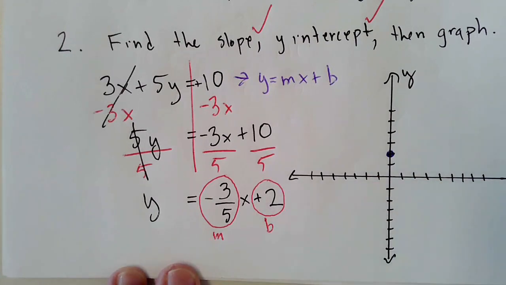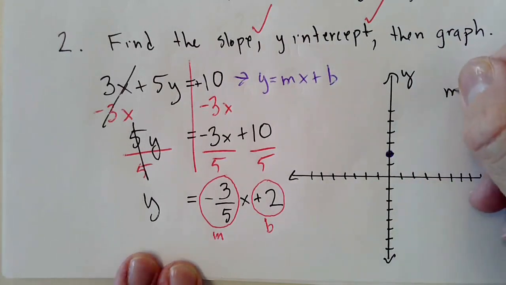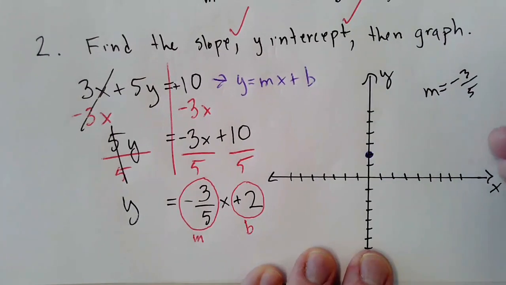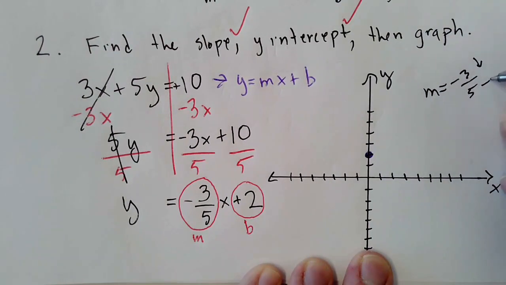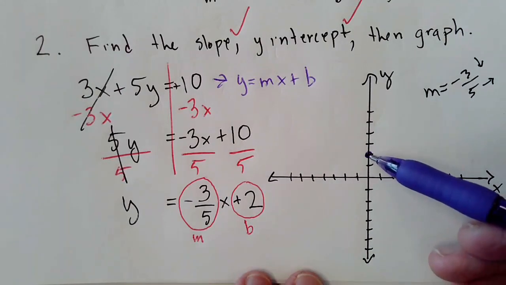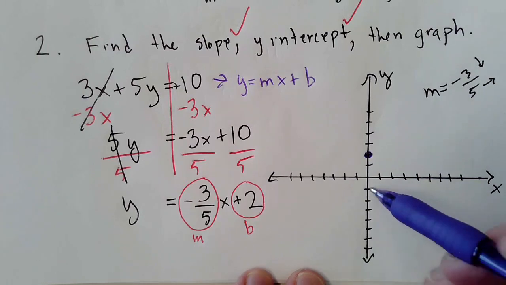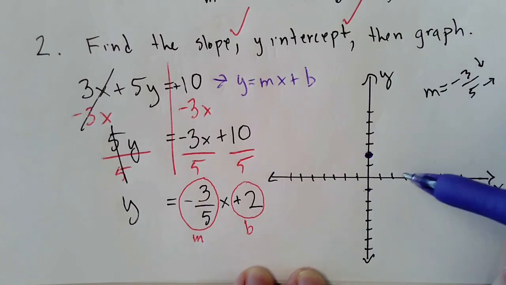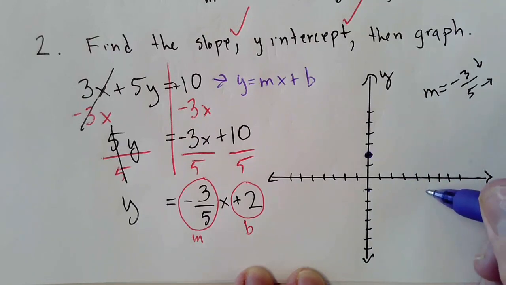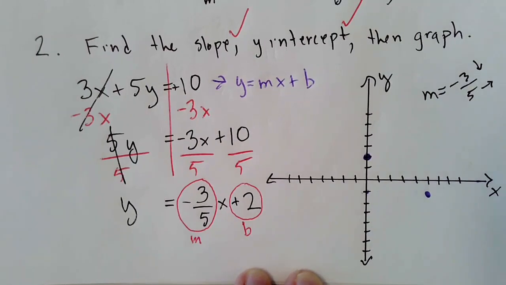And we know what the rise is. We know what the run is. Again, our slope is negative 3/5. So we know that our rise is going to go down 3, and then run is right 5. So from the b, you're going to trace down 3, 1, 2, 3, down to there, and then you're going to go right 5. 1, 2, 3, 4, 5. And right there is going to be our second point.